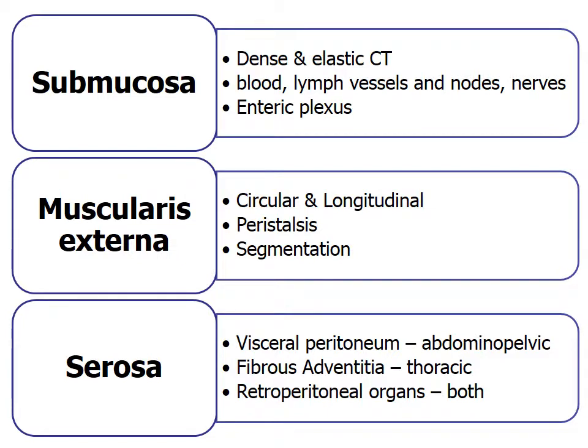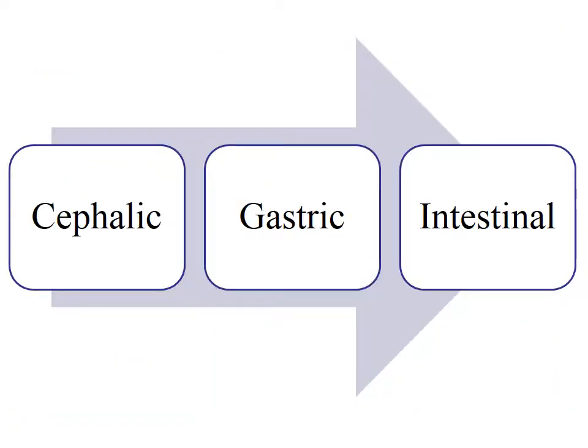Serosa, again, the outermost layer that contains the visceral peritoneum for the abdominopelvic cavity organs. Note, when an organ lies outside the peritoneum, it is referred to as being retroperitoneal. We can use this term to describe the esophagus and anus. The 3 phases of digestion: cephalic, gastric, intestinal.